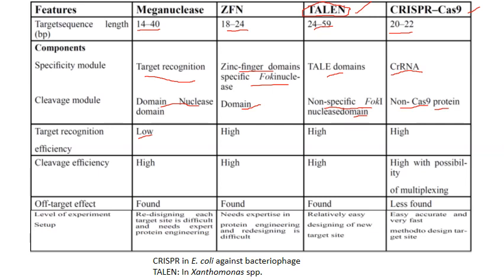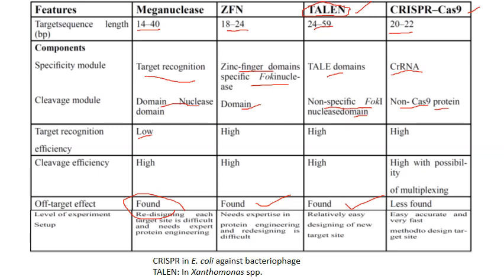Then off-target effect is found in meganucleases. It is also found in ZFN as well as TALEN, but off-target effect is less found in CRISPR-Cas because we are sending a guide RNA along with the Cas9 protein.